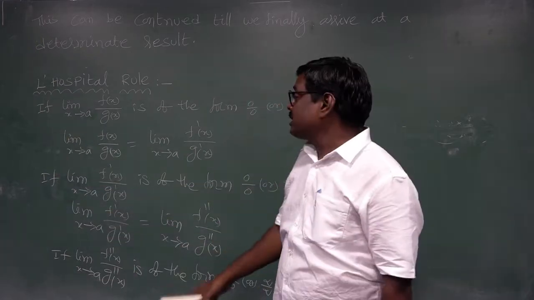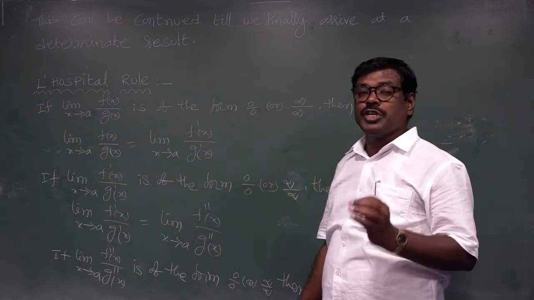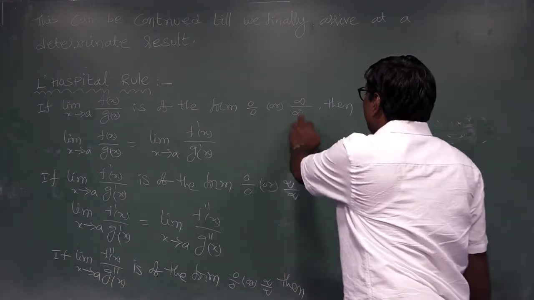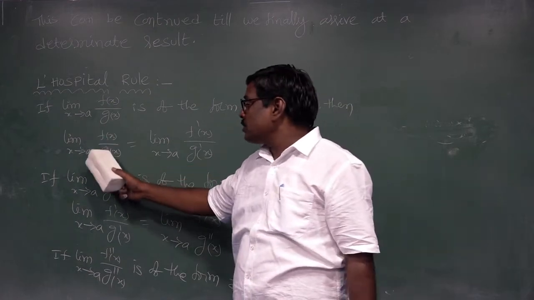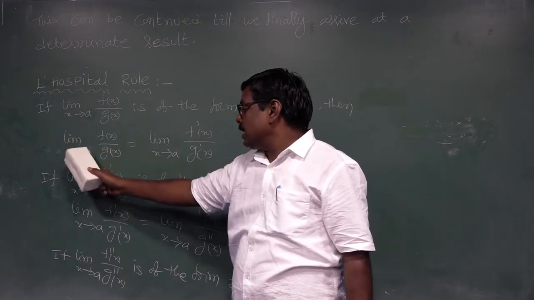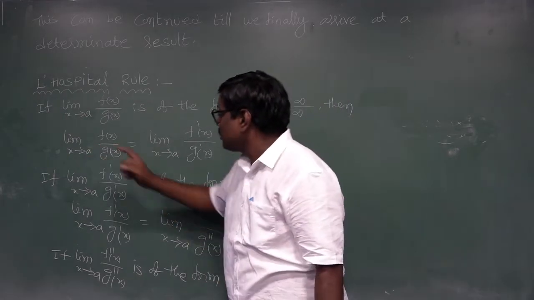L'Hospital rule: if limit x tends to A of f of x by g of x is of the form 0 by 0 or infinity by infinity, then the limit of f of x by g of x as x tends to A is equal to the limit of the ratio of derivatives.